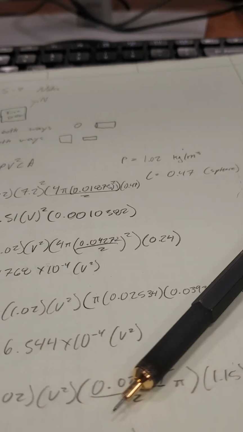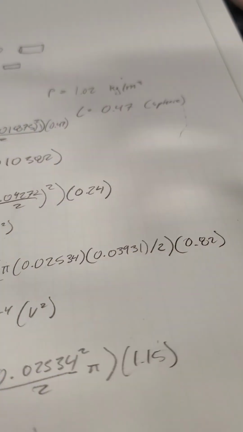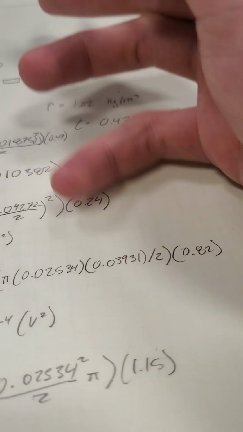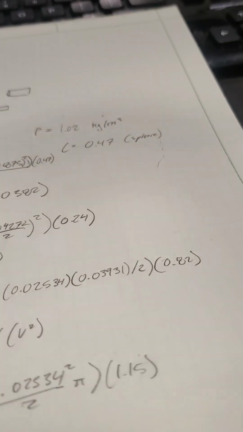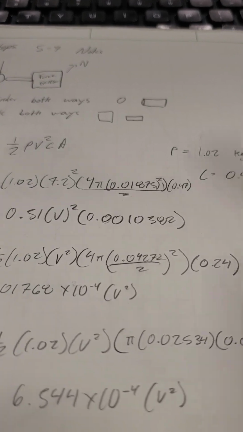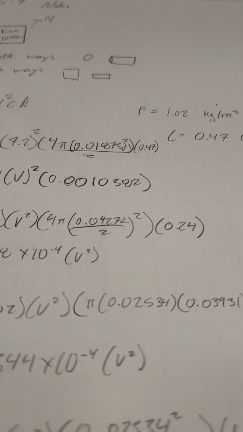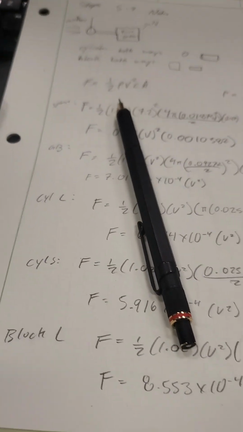As far as everything goes, pretty straightforward. Really, the only thing that's changing is the velocities and the coefficient of drag and the cross-sectional area for each of them, or the surface area in contact with the air. So yeah, I guess that should do it. Thanks.